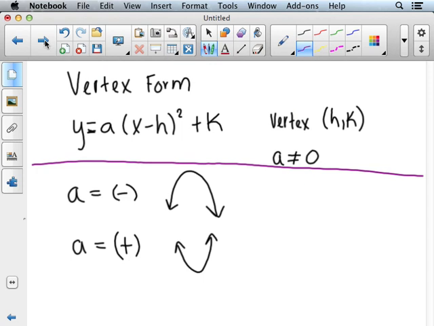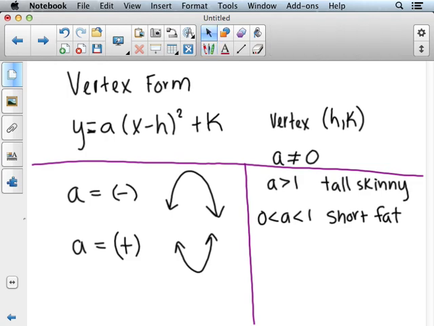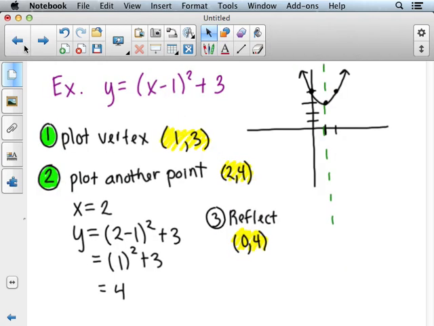Also, one other thing to think about that we discussed. If a is bigger than 1, remember it made our graph tall and skinny. This is just a check. If a is between 0 and 1, it made our graph short and fat in comparison to the parent function. Okay, remember the parent function here is y equals x squared. So there you go. This should help you graph.